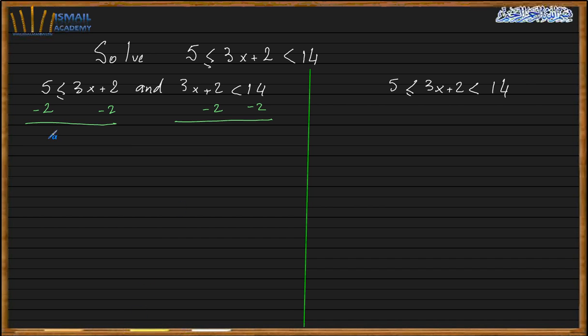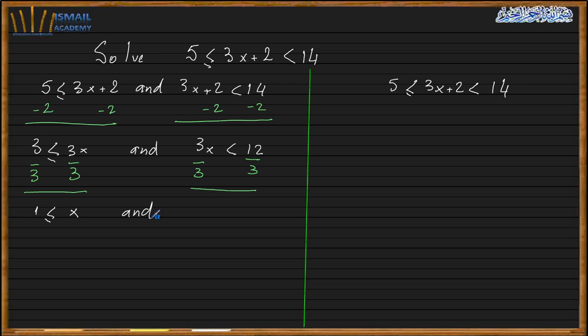So we end up having 3 is less than 3x because we just subtract the same number. And here we have 3x is less than 12. Now we divide both sides by 3. We divide by a positive number, which means the sign doesn't flip, so the sign keeps the same direction. And here we have x is less than 4.